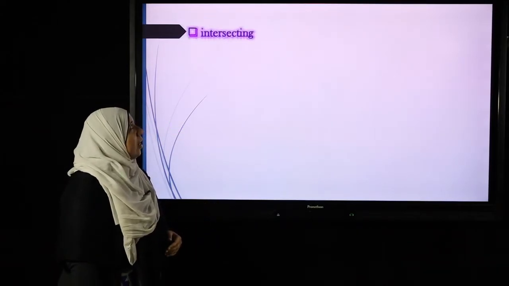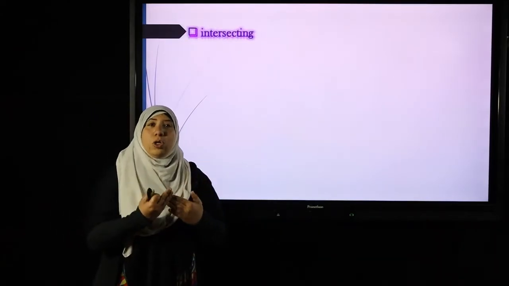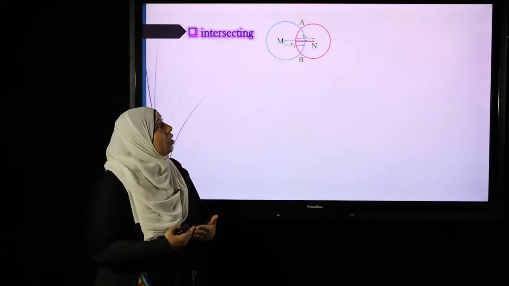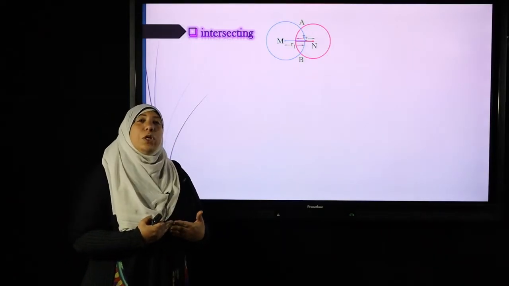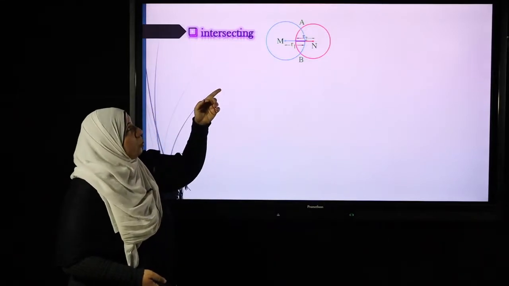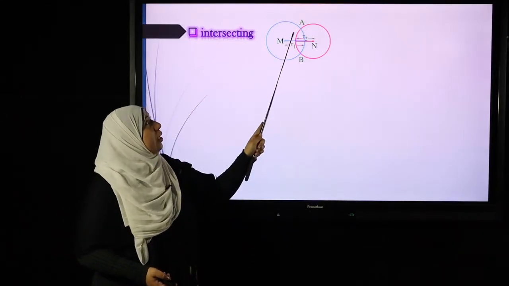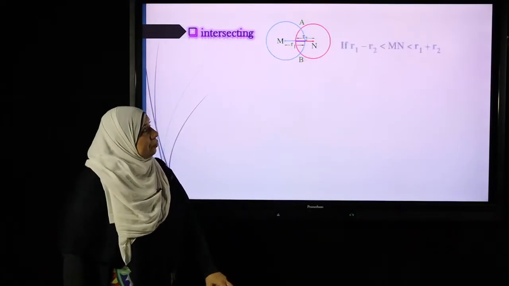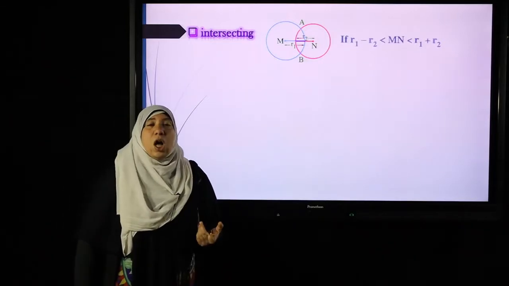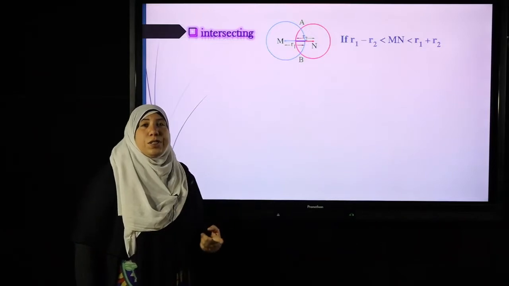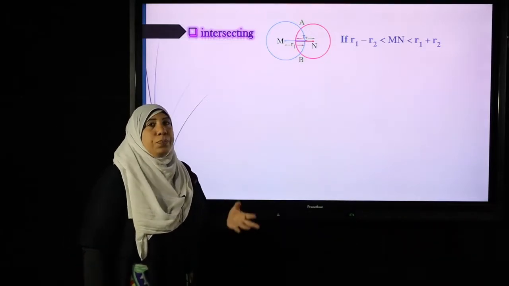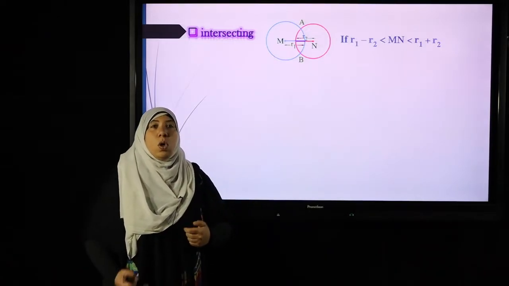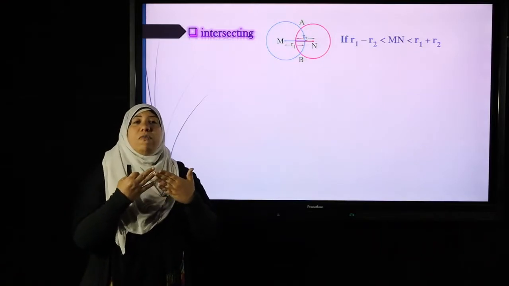The third position is intersecting. They come closer to each other, so they are intersecting circles. Here the 2 circles intersect each other at the points A and B. You see the 2 points A and B. Here the point A is the intersection point up, the point B is the intersection point down. So I can say that the distance between their centers is any number between R1 minus R2 and R1 plus R2, because I have different forms of intersecting.